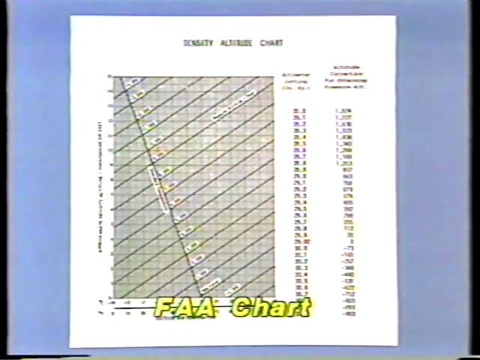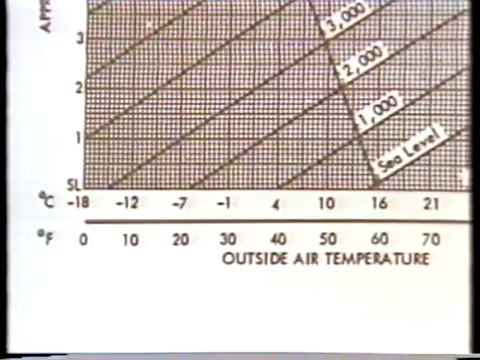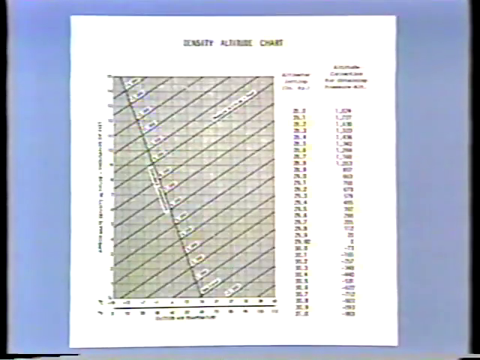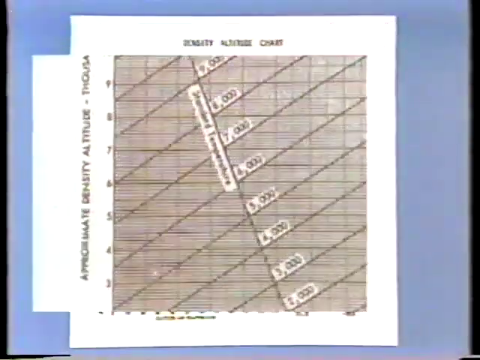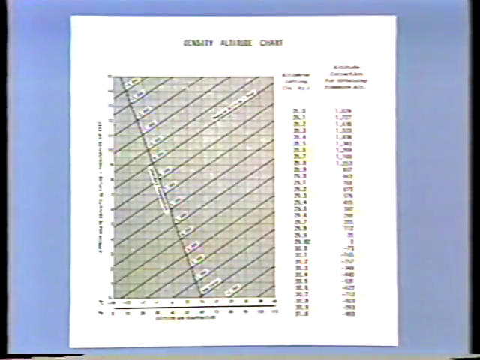You can compute density altitude in several ways, one of which is a chart, which includes a table to determine the altitude correction necessary to find pressure altitude. The graph itself displays outside air temperature along the horizontal axis, approximate density altitude along the vertical axis, and pressure altitude along slanted reference lines.